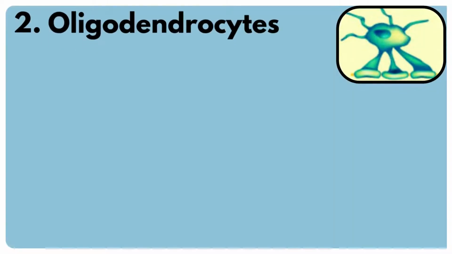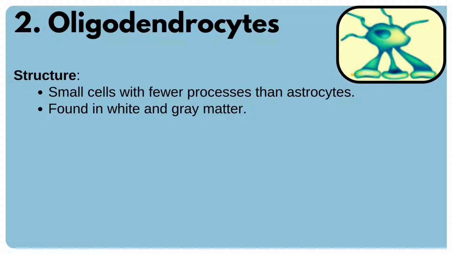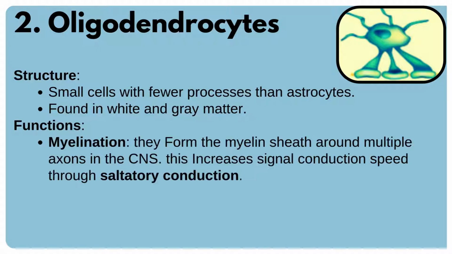Number 2. Oligodendrocytes. Structure. They are small cells with fewer processes than astrocytes. They are found in white and gray matter. Functions. They perform the following functions.